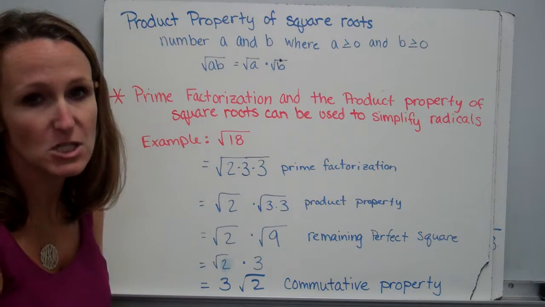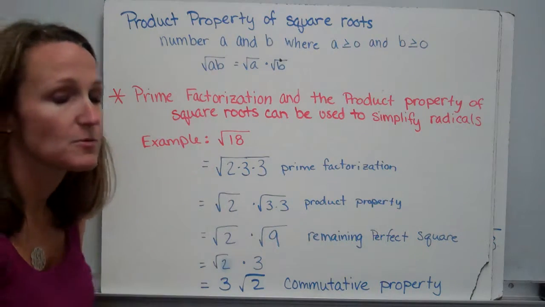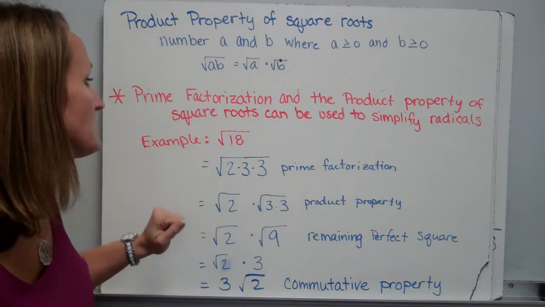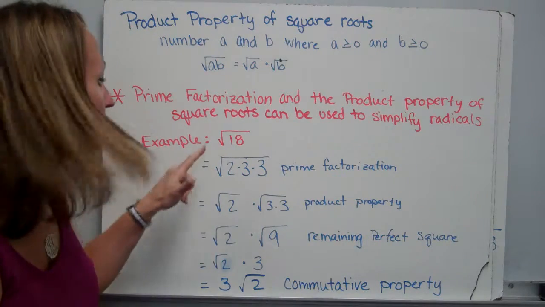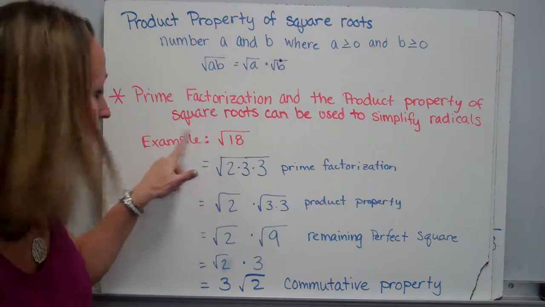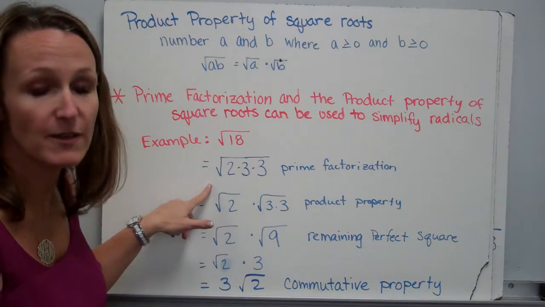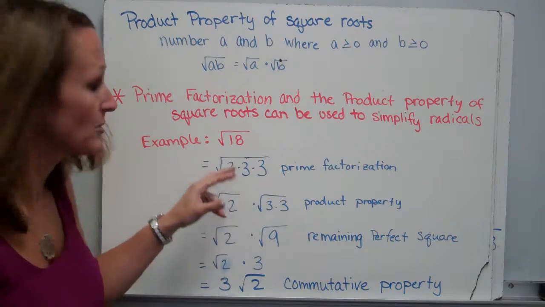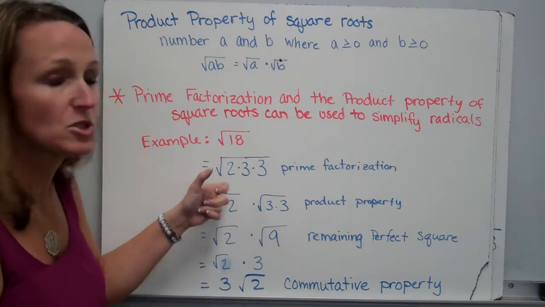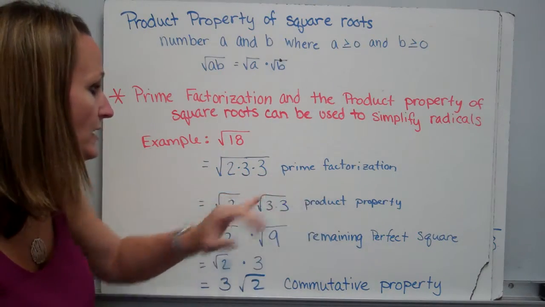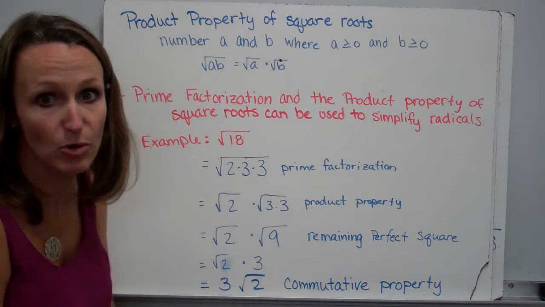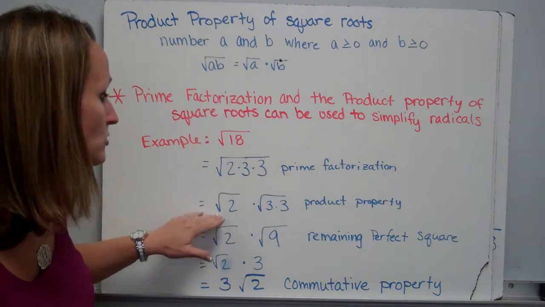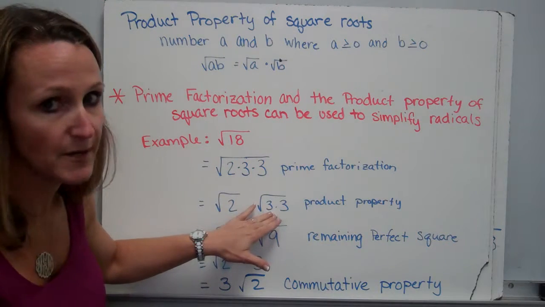Remember prime factorization? Sometimes we use trees, sometimes we just wrote things down, but all of that was dealing with this. So for example, let's say we have the square root of 18. If we find the prime factorization, we can say that it's 2 times 3 times 3. Remember, 3 times 3 is 9, times 2, that gives you 18. So here is prime factorization. Then we're going to break it up into the product property: square root of 2 times the square root of 3 times 3.